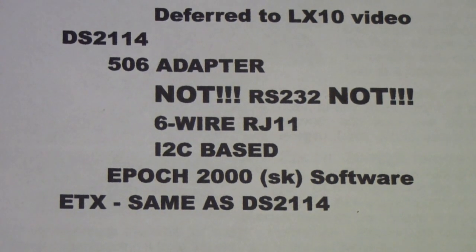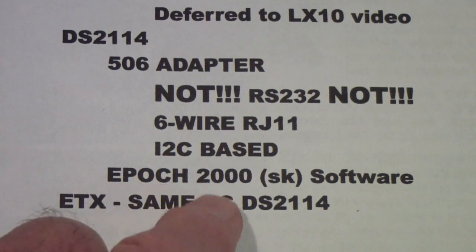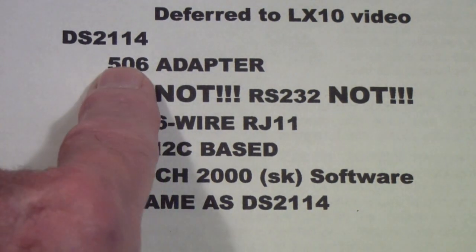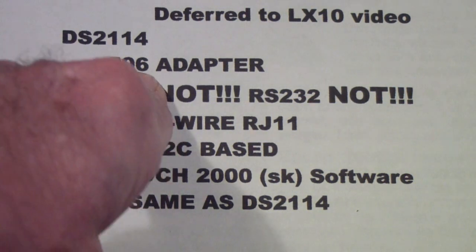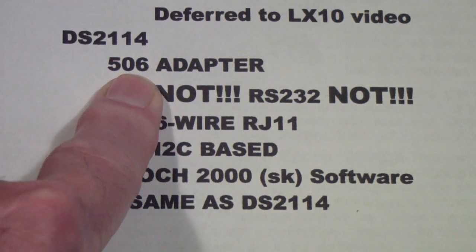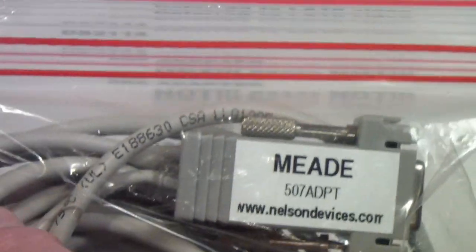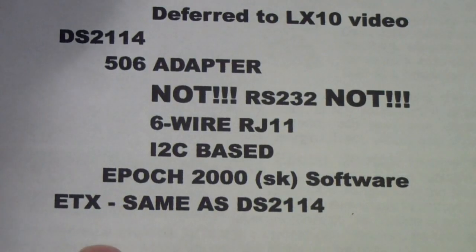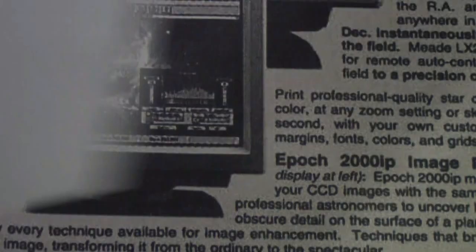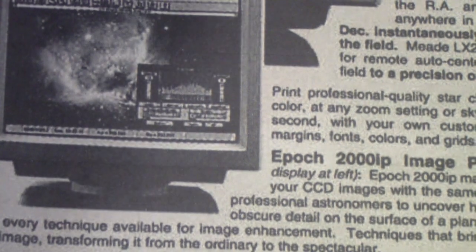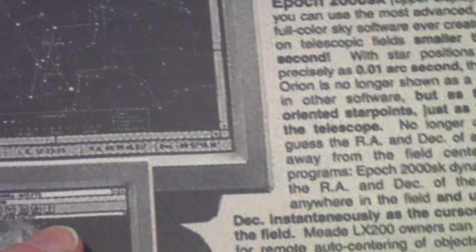and or your computer. So while it works with the Epoch 2000 software, you do not use just a simple connector. And beware, online you will find what purport to be 506 adapters that look a lot like this thing that you can plug a cable into, but that's not what you're looking for. If you have a DS114 or an ETX type telescope which has the same interface, then what you want is this.